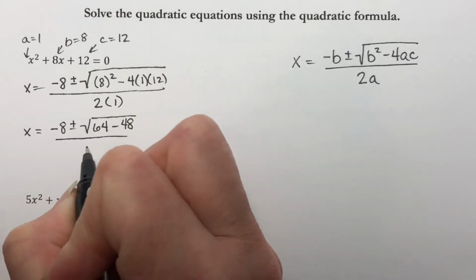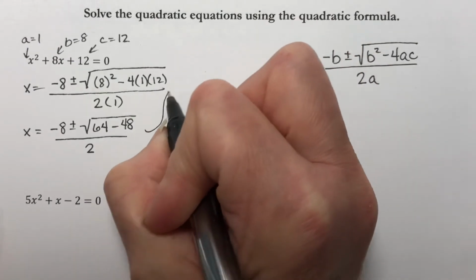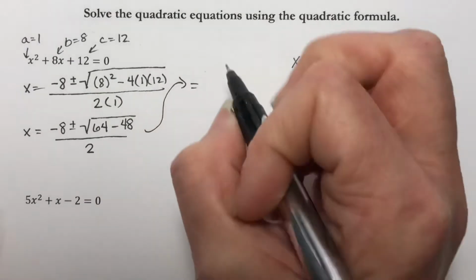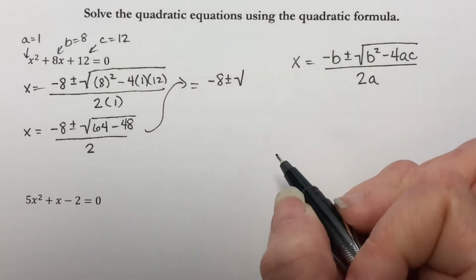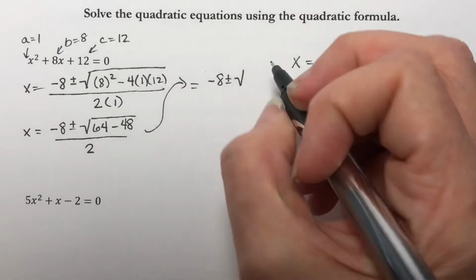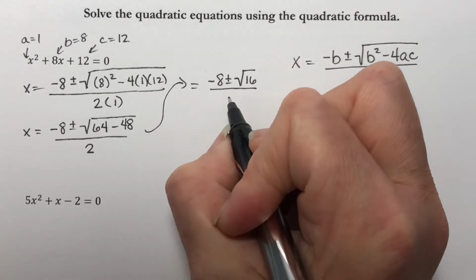And this is over 2 times 1, which is 2. So this is equal to -8 plus or minus the square root of 64 minus 48, which is 16. And this is over 2.